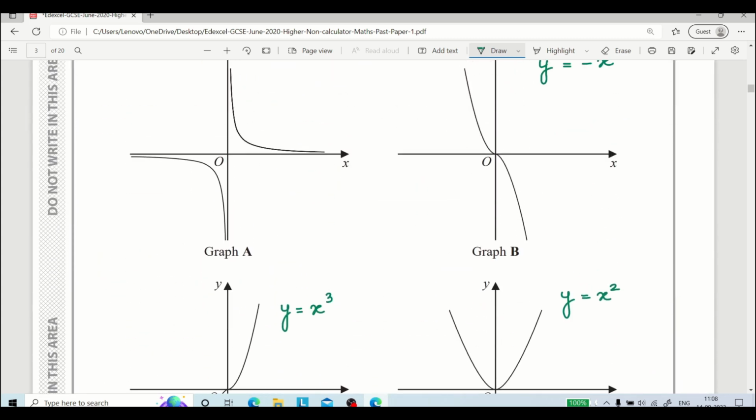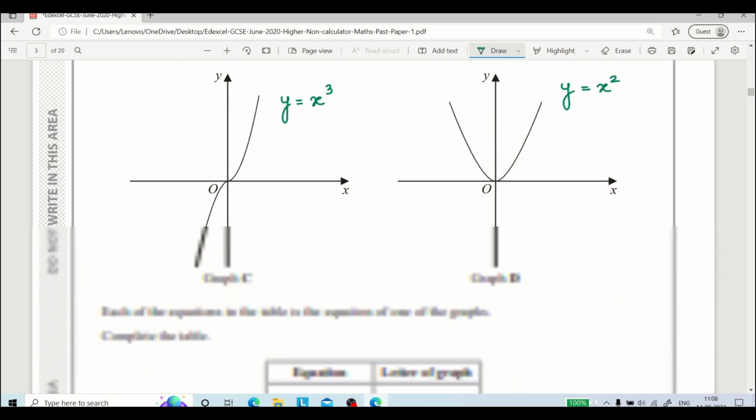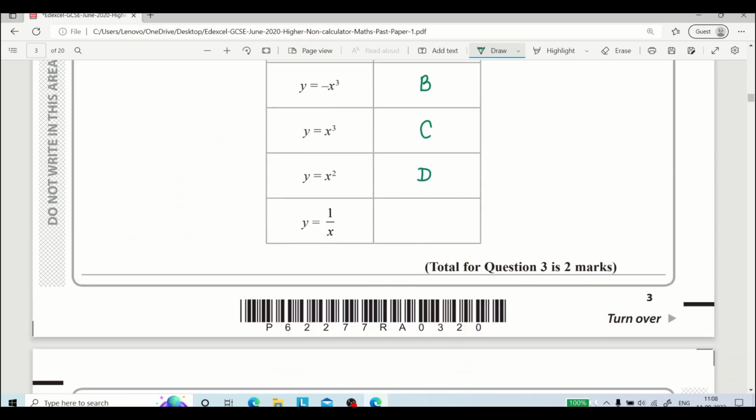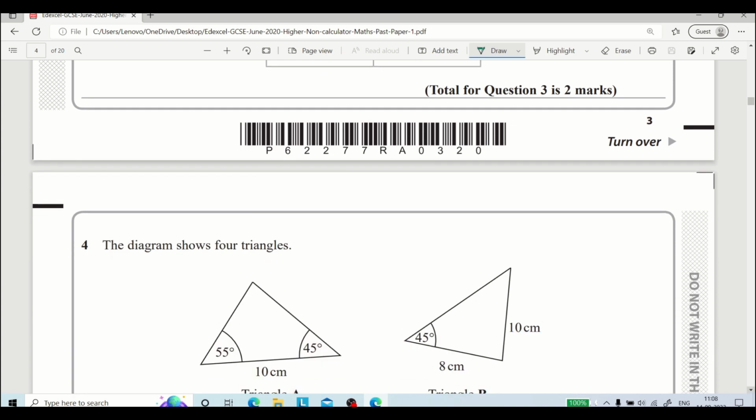Now we are just left with 1. This is y is equal to 1 over x. Yes, here we are done with this question also. Great. Moving on to our next part.